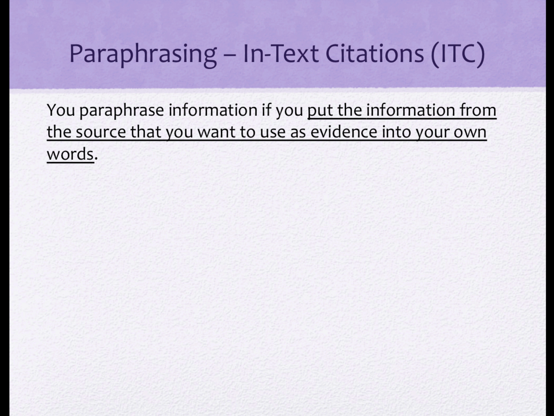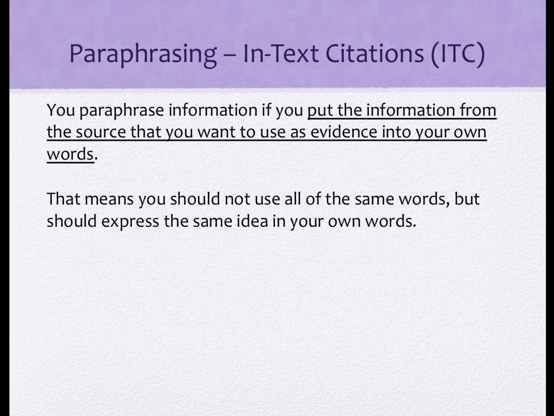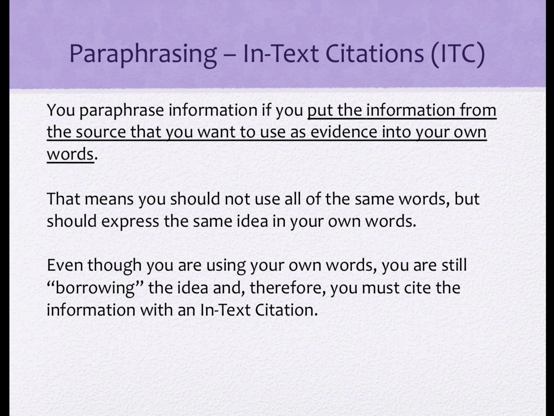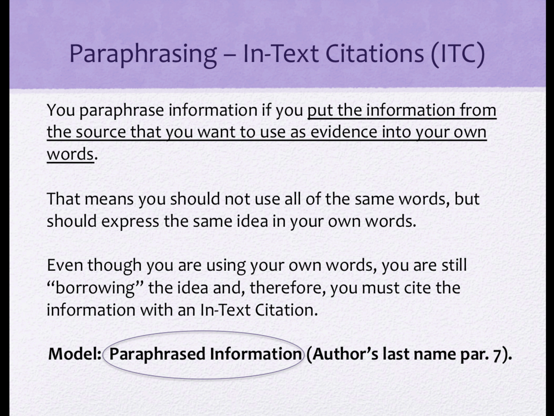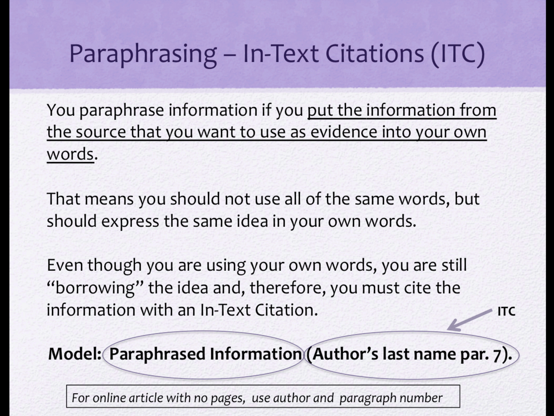Paraphrasing also requires in-text citations. You paraphrase information if you put the information from the source that you want to use as evidence into your own words. That means you should not use all the same words, but should express the same idea in your own words. Even though you're using your own words, you're still borrowing the idea, and therefore you must cite the information with an in-text citation. Here's the model. Paraphrased information, the in-text citation with the author's last name and paragraph number, and the end mark.